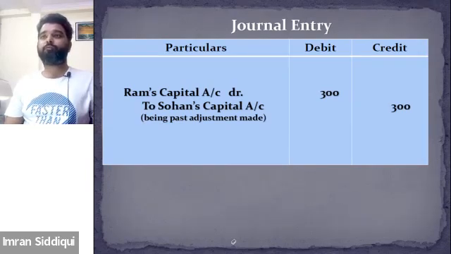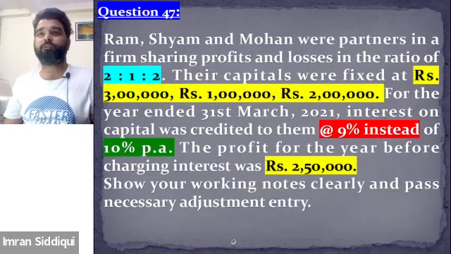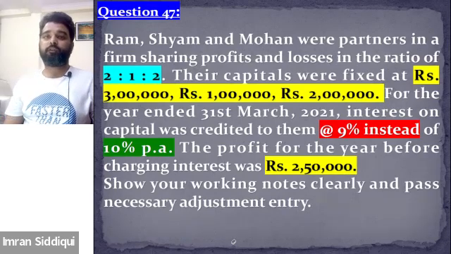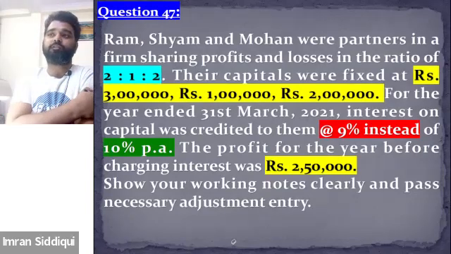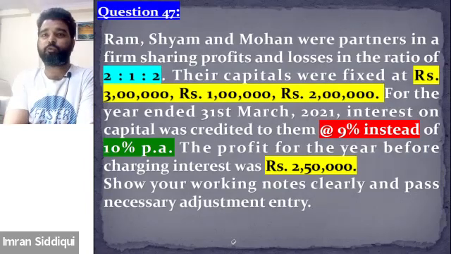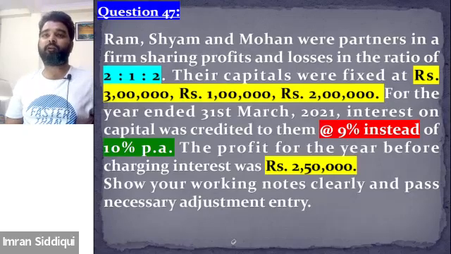Done, everyone? Can I move to the next slide? Yes, sir. Okay. Now, see question number 47. This is almost similar to the previous one. Read it once. It says that Ram, Shyam, and Mohan were partners in a firm, sharing profits and losses in the ratio of 2:1:2. This time they are not equal partners. This time they have different profit sharing ratios. Their capital balances are given as 3 lakh, 1 lakh, and 2 lakh.